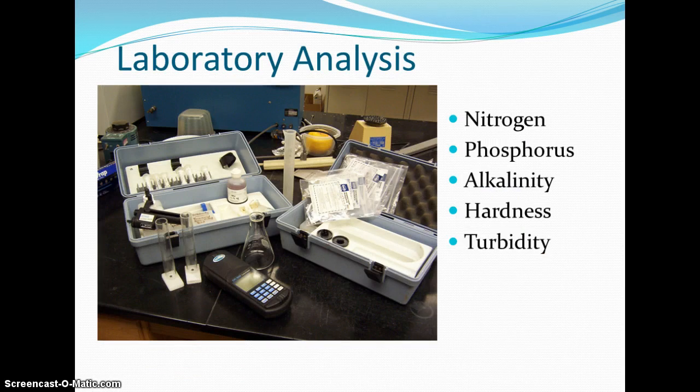Common parameters covered in laboratory analysis include several forms of nitrogen, such as ammonia, organic, nitrite, nitrate, and total Kjeldahl nitrogen, which is a combination of ammonia, organic, and reduced nitrogen. Phosphorus, generally as phosphate or total phosphorus, alkalinity, hardness, and turbidity.